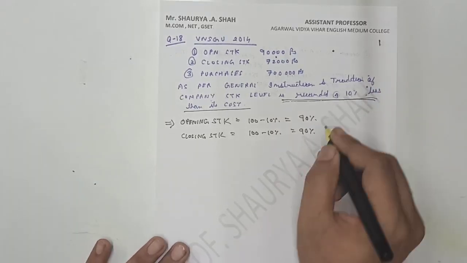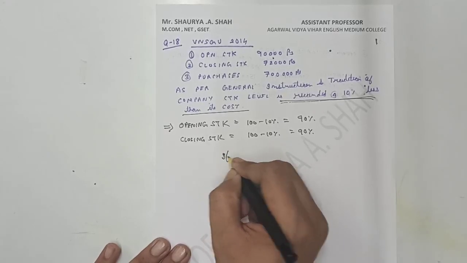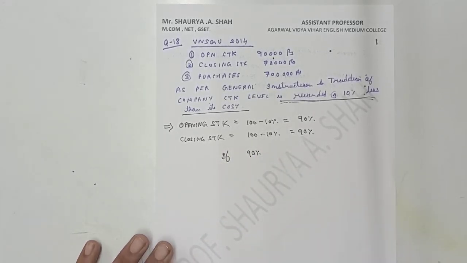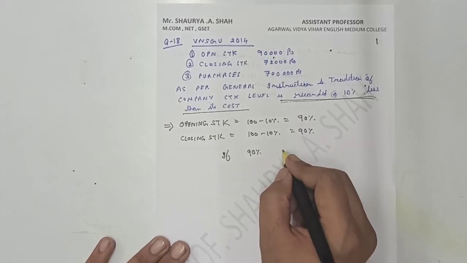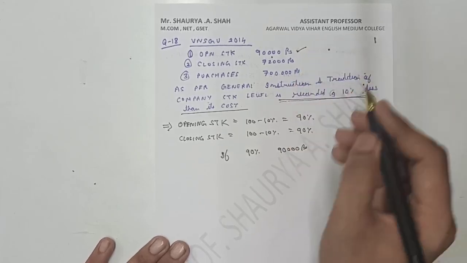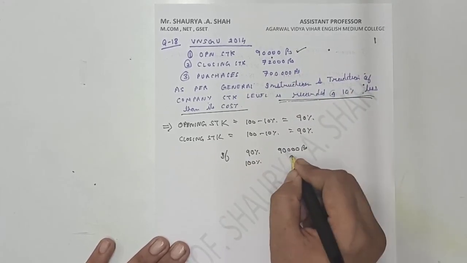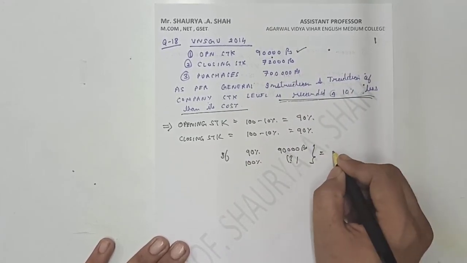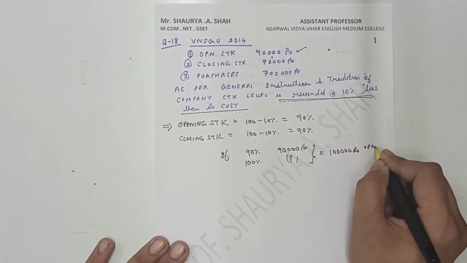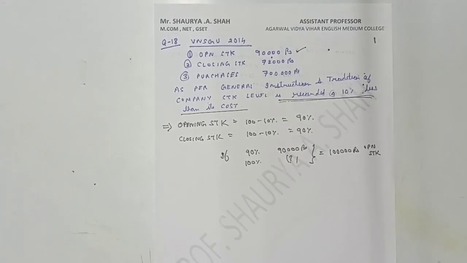So can I say if 90% is 90,000 rupees, how much 100% will be? So I'll get the actual answer of 1 lakh rupees opening stock. Only crux in this sum is this part, right?